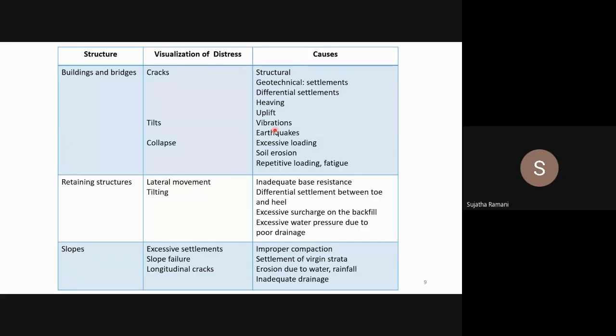Now the first reason is settlement. As far as geotechnical design is concerned, the cardinal principle is that for any safe substructure, the soil should not fail by shear, and also the settlement should be contained within the permissible limits. So settlements can cause these kinds of distresses like cracks in the building, particularly differential settlements, and also heaving or uplift in the soil. So what do we mean by heaving or uplift in the soil?